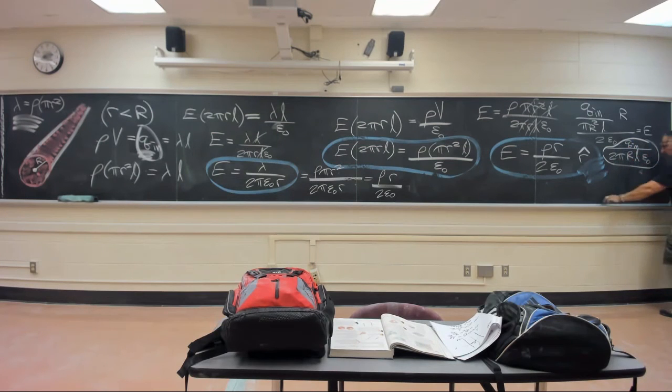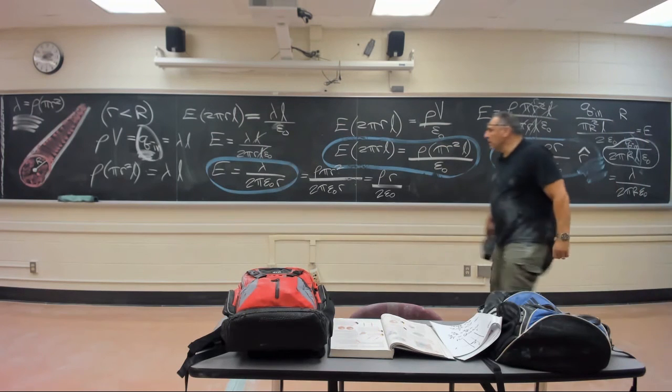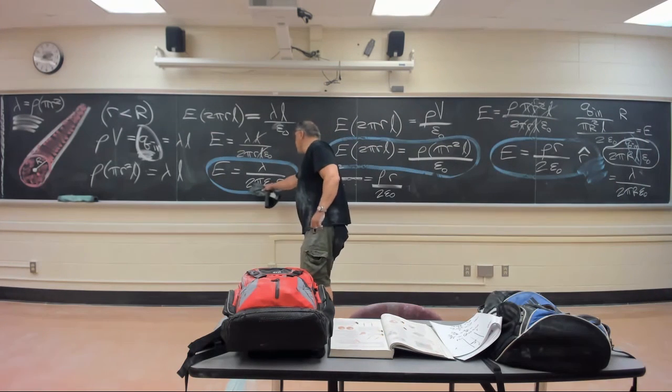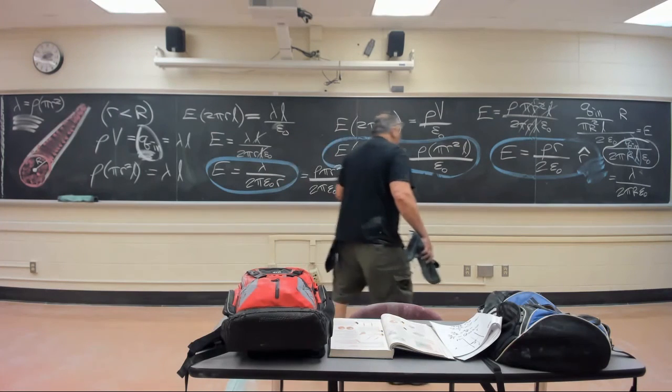What's Q in divided by L? That's lambda. And it becomes Q in divided by L is lambda, over 2 pi R epsilon naught. 2 pi R epsilon naught at R.